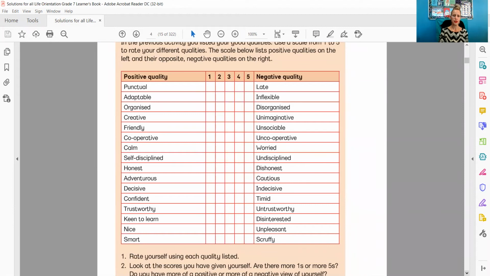All right, page 3. Now there you have some positive qualities and some negative qualities. So being punctual or on time is a positive quality. Being late is a negative quality.